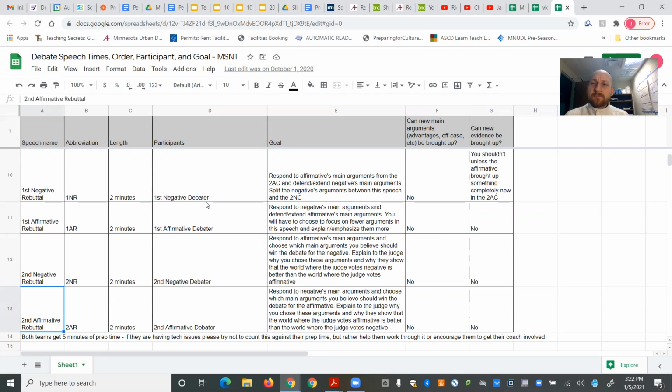Last speech is the second affirmative rebuttal. If you're the affirmative and you have prep time, you should take as much prep time as you can. This is your last chance to convince the judge that the plan is a good idea. So you need to make sure you give the absolute best argument you can give. And the only way to do that is to make sure you take enough time to really read over the arguments, really look at your evidence, and present your best arguments, your best story to the judge.